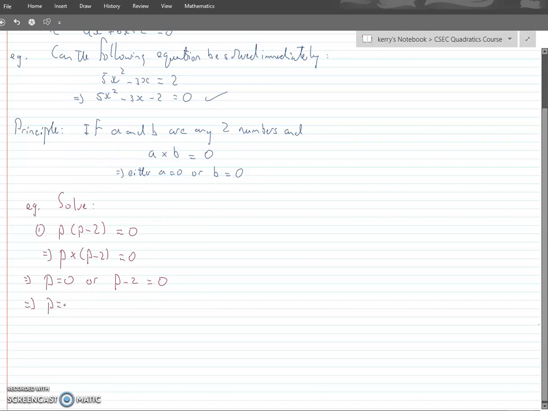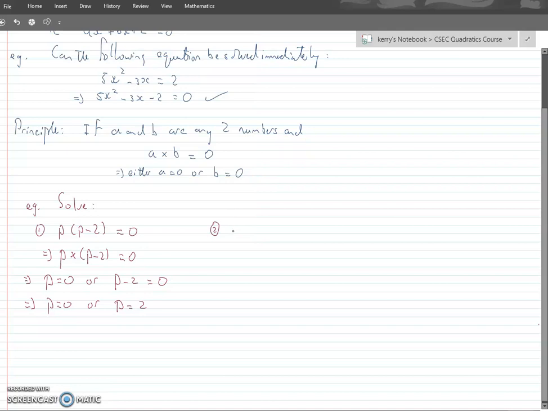Right, so this will give us that either p is 0 or, when you transpose the minus 2, it means to add 2 to both sides, you will end up with p is equal to 2. Now, if you're unsure about the transposing, this is one of those pre-knowledge topics, where you are supposed to know how to solve simple equations. I would have mentioned that in the first session of this series. If you need assistance as to how I got from p minus 2 to p is equal to 2, feel free to let me know in the comments.